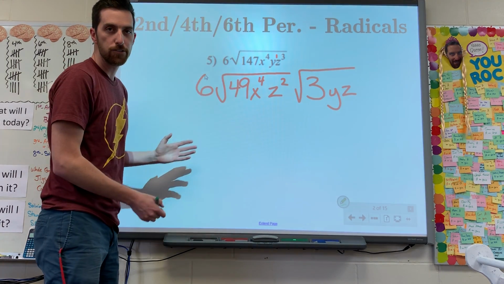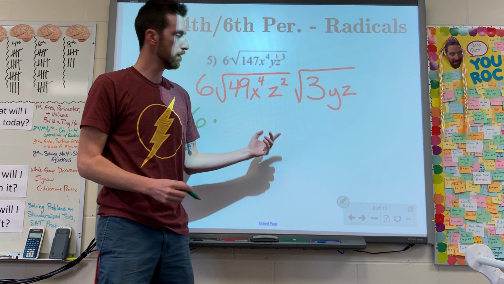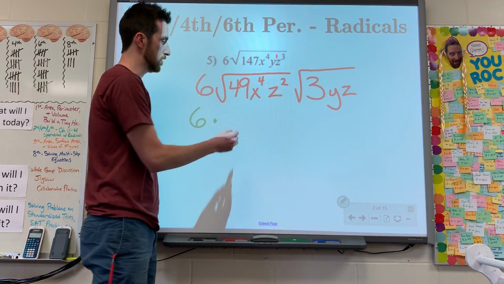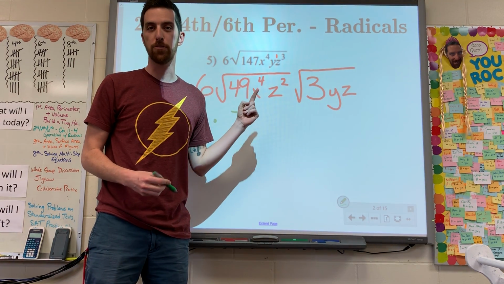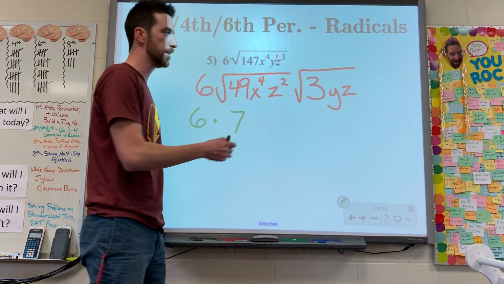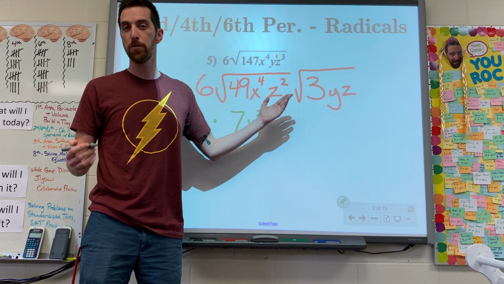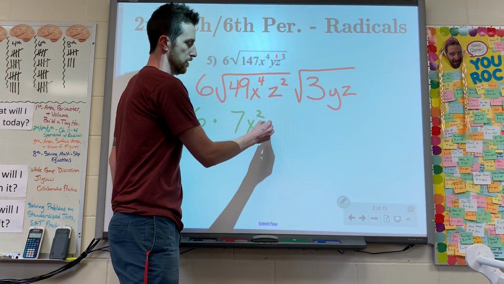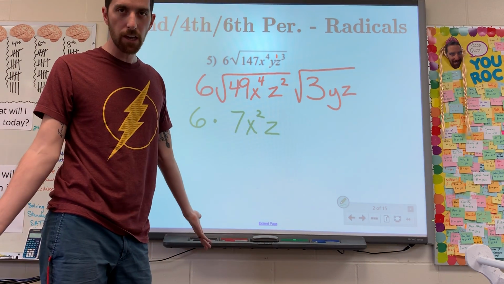So bring down our 6 times whatever we got here. Square root of 49, 7, right? 6 times 7. Remember, on the exponents, we divide the exponents by 2. So x to the 4th, when you square root it, will be x to the 2nd. If you divide this exponent by 2, z squared, you square root it, just becomes z to the 1st. But we're too cool to write z to the 1st, just write z, okay?